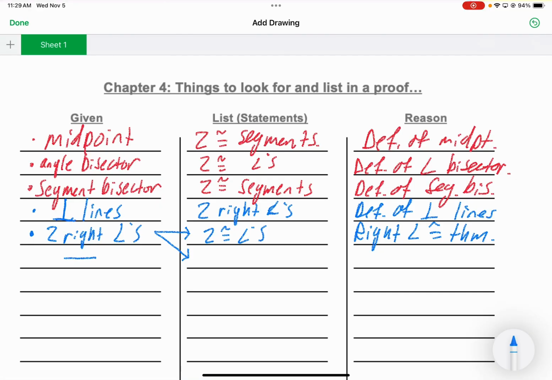Right angle congruence theorem. The other thing that you can say from that, though, and we did this in your homework yesterday, and the one that I did with you guys on the board, if you know you have 2 right angles, what type of triangles do you have? 2 right triangles. So the other thing you could say is 2 right triangles. And then the reason for that would be definition of right triangle.